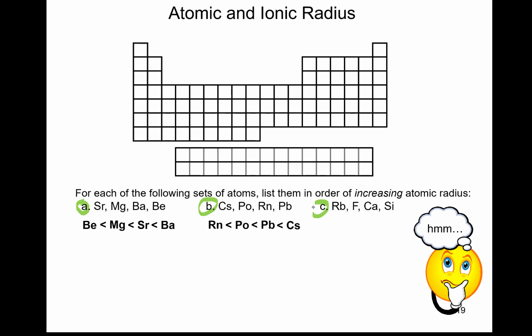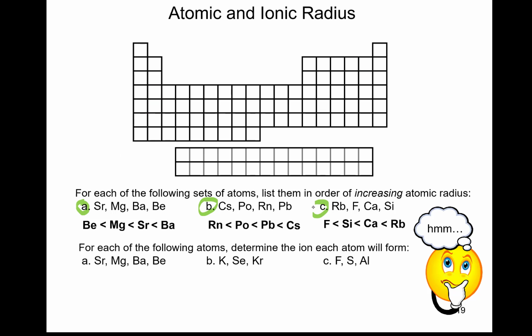Last group, group C, we've got rubidium, which is there on the table, fluorine, calcium, silicon. Now, these elements are in different periods and in different groups, but think of our trend. We said as you go across the table left to right, the size decreases, and as you go top to bottom of the table, the size increases. So because of that trend, we can say that the smallest radius is going to be fluorine, then silicon, then calcium, and then rubidium.